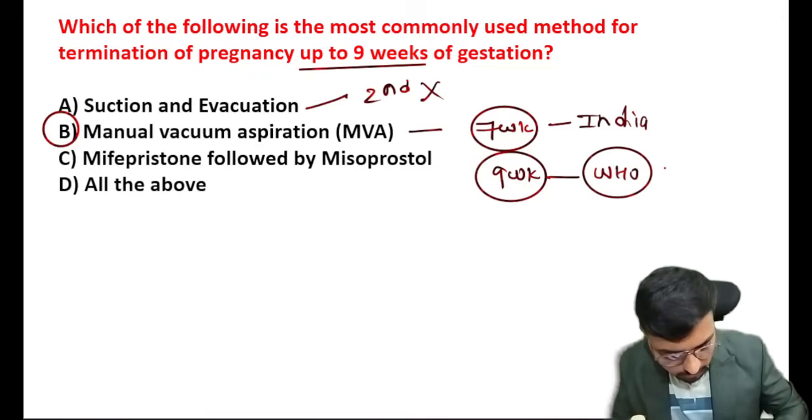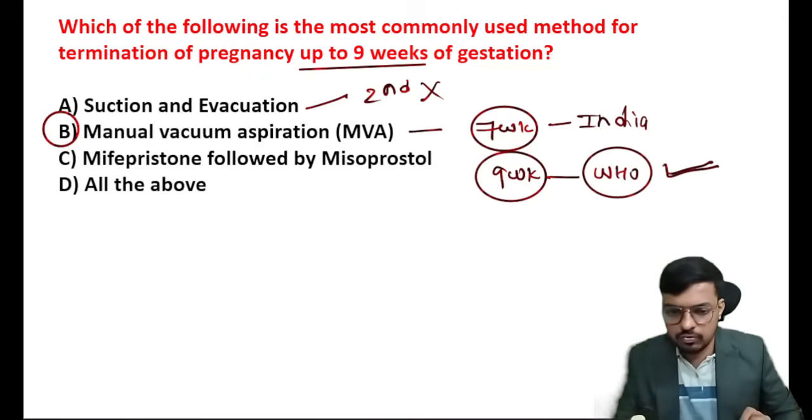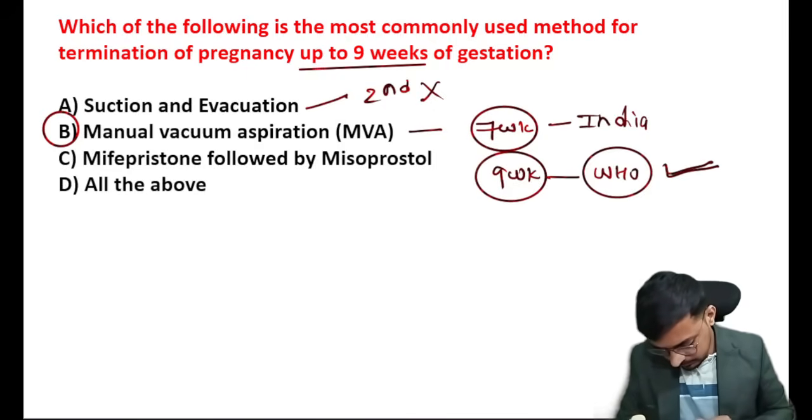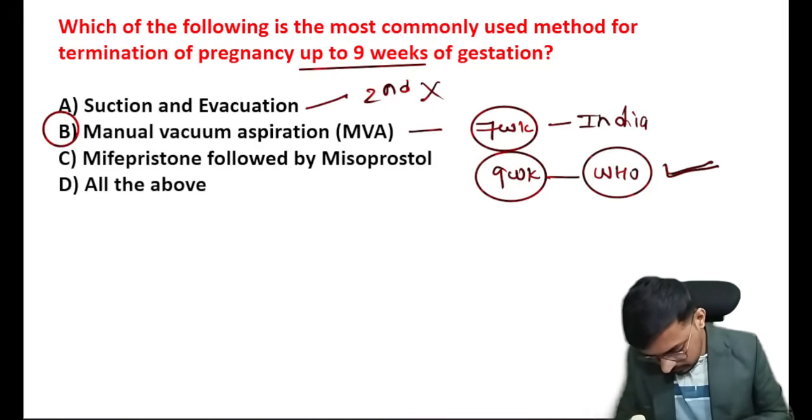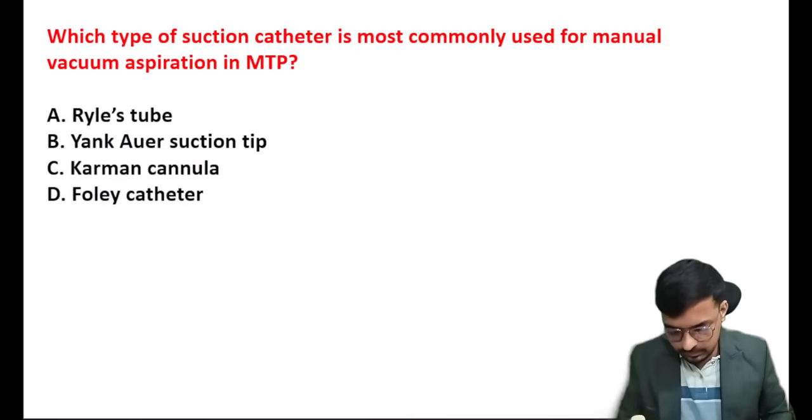So which one do we have to follow for NORCET? This one we have to follow for the NORCET. The most commonly used one is the manual vacuum aspiration. Hope it is clear. So the next question is here.